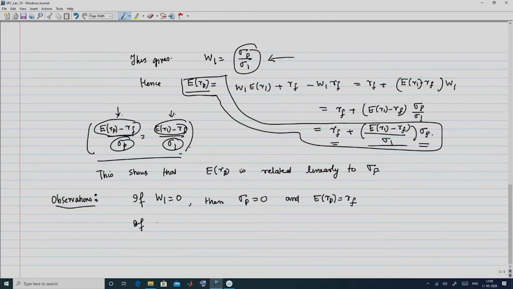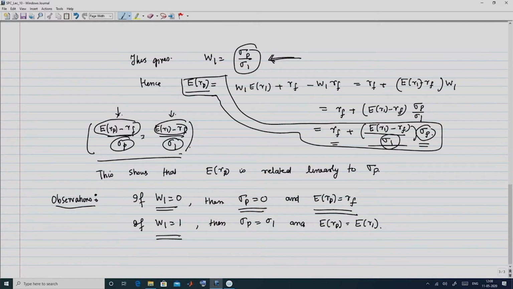And secondly, if W1 is equal to 1, so you go back here, I get sigma p equal to sigma 1, and consequently from here, E of Rp is equal to E of R1. And this is sort of obvious, because in the first case, if W1 equals 0, this means that your entire investment is being held in the risk free asset, so obviously the portfolio is going to have a variance of 0, and the return of the portfolio will be the same as the return of the risk free asset, which is Rf.